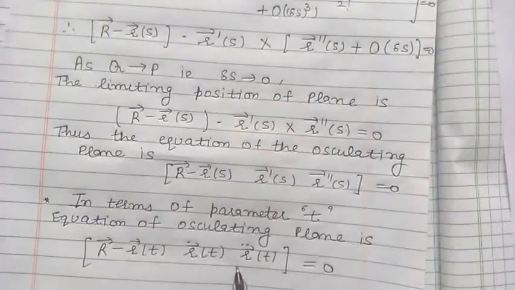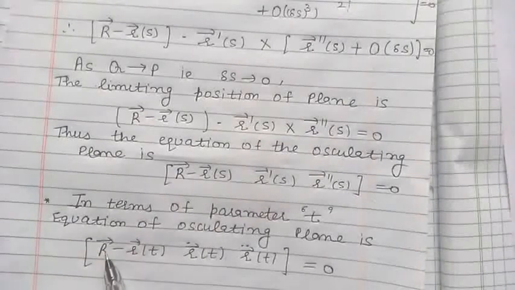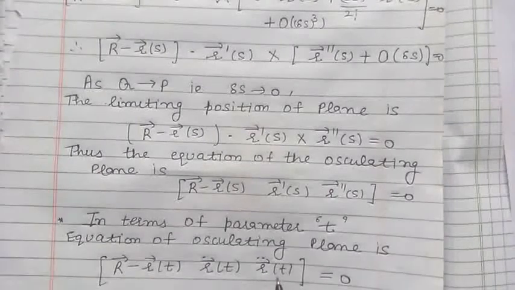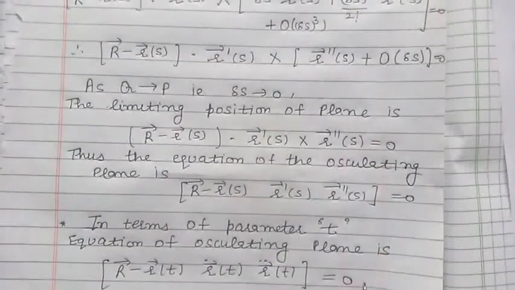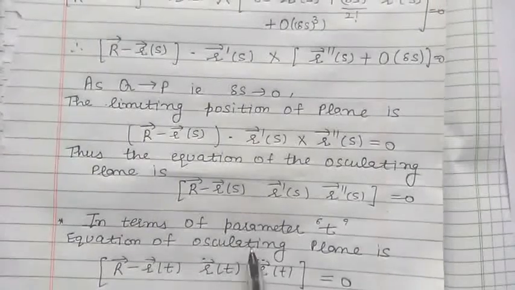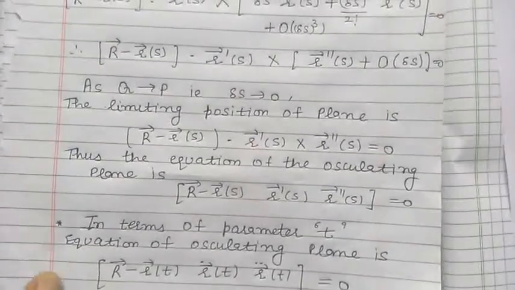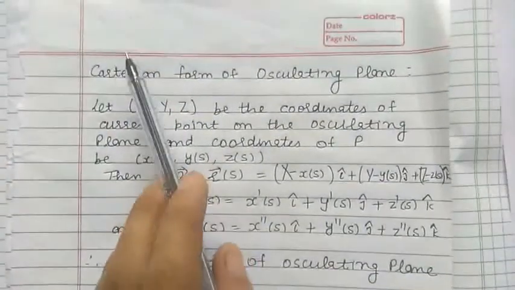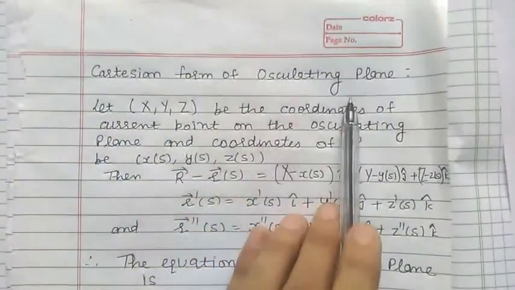So in that case, the equation becomes vector R minus r, r dot and r double dot, their scalar triple product equated to 0. So that gives the equation of the osculating plane in terms of parameter t. Now also, we can find the Cartesian form of the osculating plane.